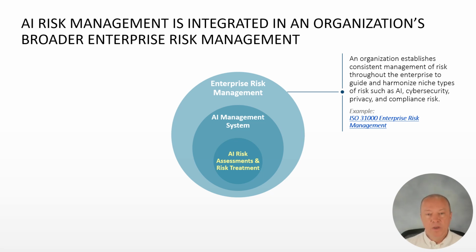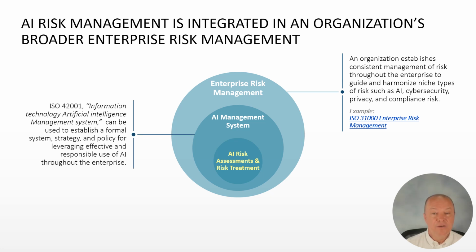Well, firstly, we have at an organizational level typical enterprise risk management. This is where an organization establishes consistent management of risk throughout the enterprise to guide and harmonize niche types of risk, such as AI risk, cybersecurity risk, privacy risk, compliance risk. An example of a framework to help us establish and do this is, for example, ISO 31000, or perhaps even COSO's Enterprise Risk Management Framework.